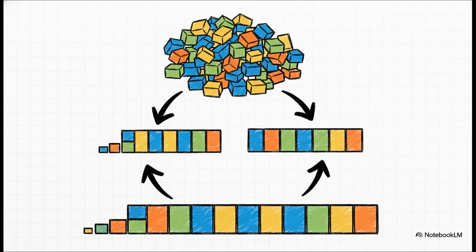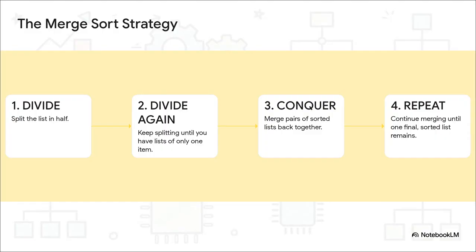So the entire strategy is to just break the big, hard problem down into a ton of tiny, easy problems, and then build the solution back up from there. So here's how it works. First, the algorithm just divides the list in half. Then it divides those halves and keeps on splitting and splitting until it's left with a bunch of tiny little lists that have only one student each. Now, a list with only one item in it is, by definition, already sorted.